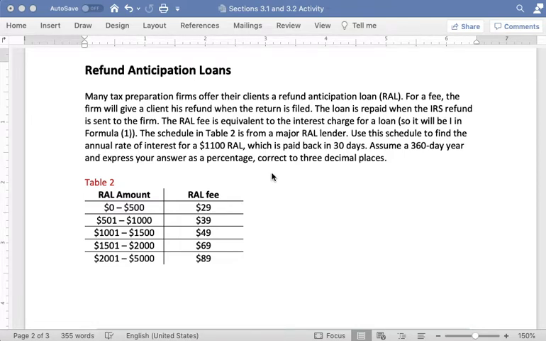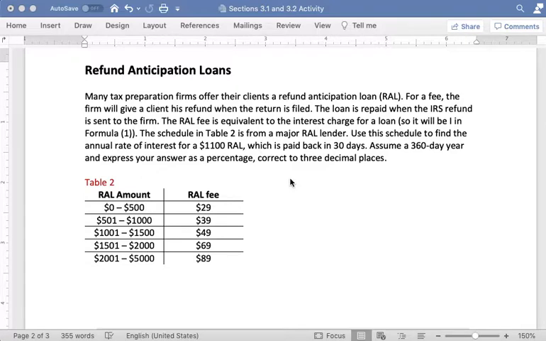In this video, we're going to talk about refund anticipation loans. So you might have heard of this. Tax preparation firms might offer a refund anticipation loan where they figure out that you're going to get a refund and they will give you that refund right then. It seems like a nice thing to do, right? Give you the money so you can go buy your new TV or whatever that you're going to spend it on.